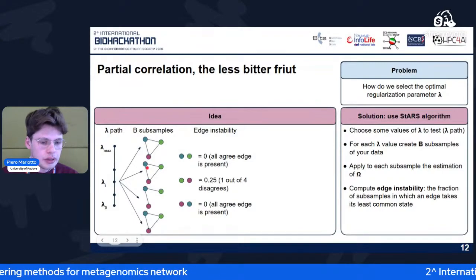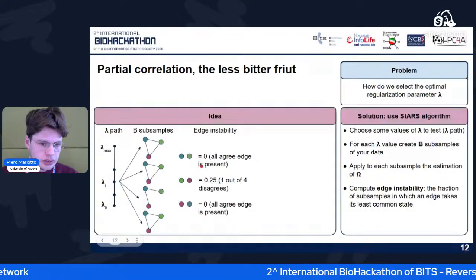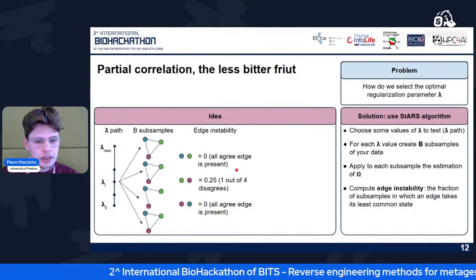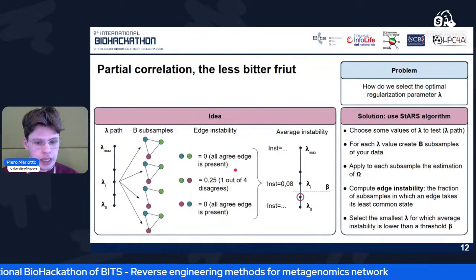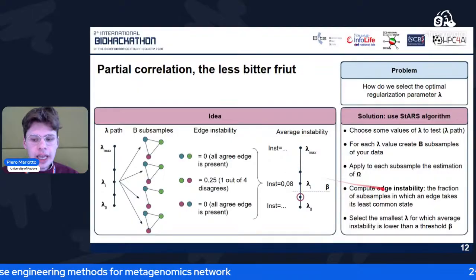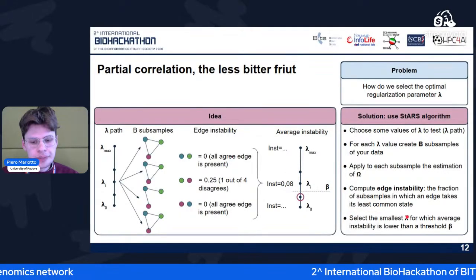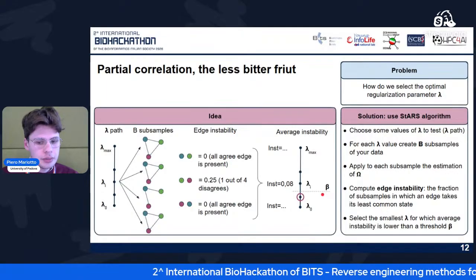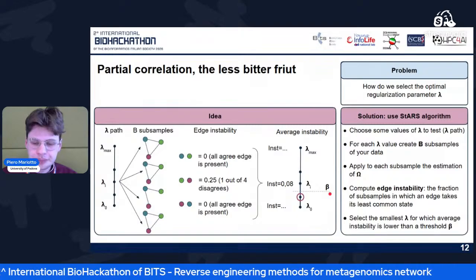Then you can compute the average edge instability, so you compute the average of all the values that you end up over here. So you end up with one value of average edge instability for every value of lambda. And then you select the optimal lambda value as the one that guarantees an average edge instability that is lower than a specific threshold that you need to set, which is often called beta.